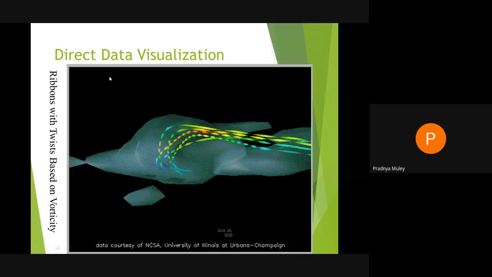So this is direct data visualization. This is ribbons with twist. See, observe this diagram, these are ribbons. This is just data which is plotted in this format. So this is direct data visualization. These are the ribbons which are plotted over there.